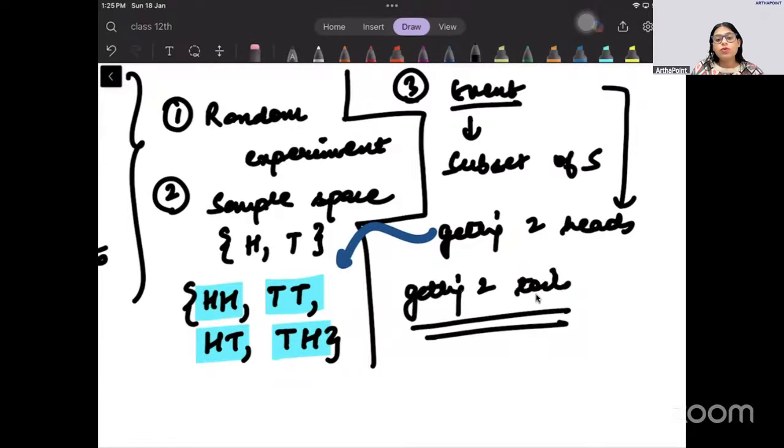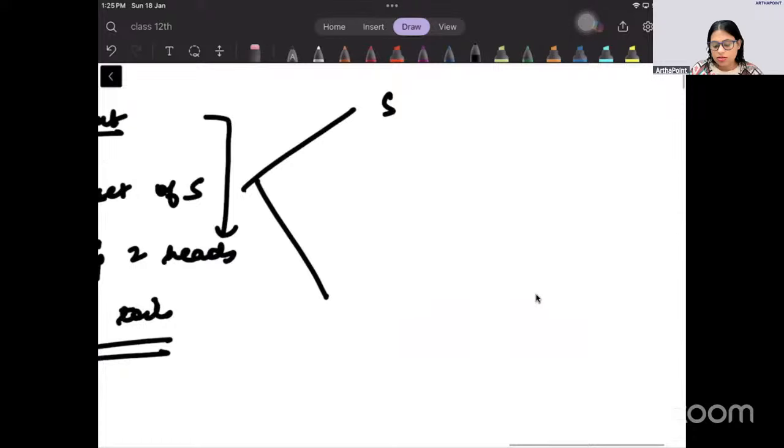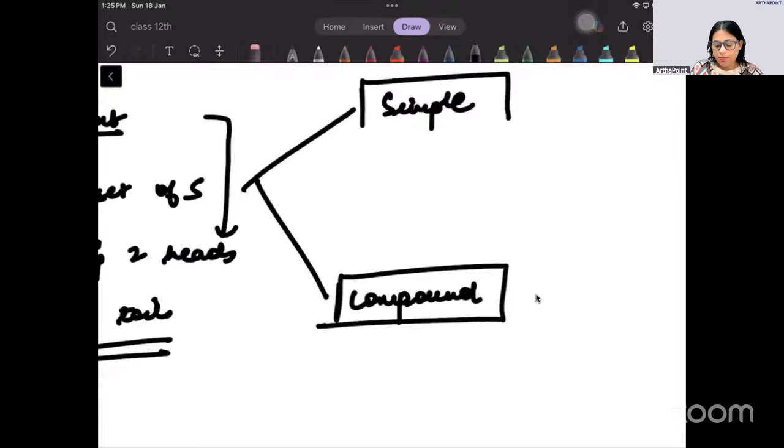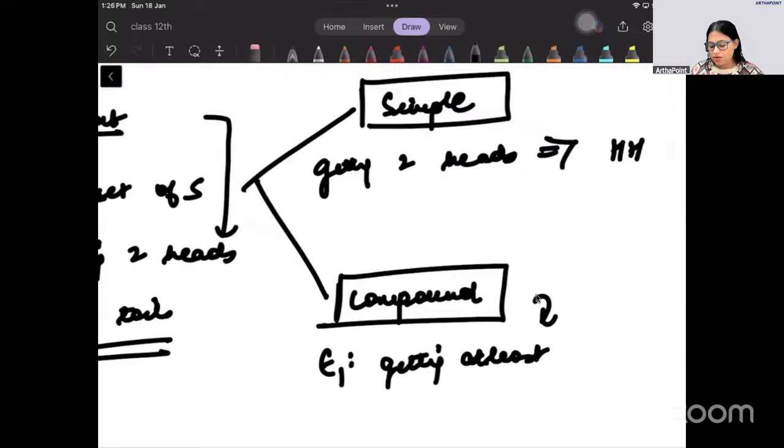Now, there can be two types of events. One can be called a simple event, and the other a compound event. A simple event is any event which has a single outcome, like getting two heads. It has a single outcome, HH. But a compound event is any event which can have more than one outcome. For example, if I say that my event is getting at least one head.